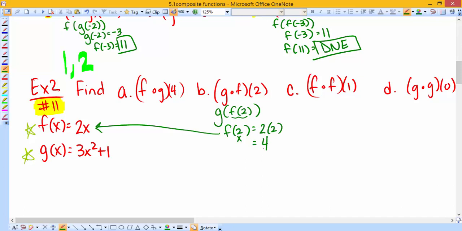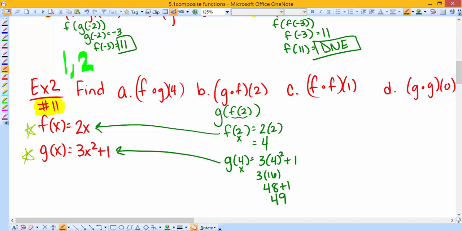Now, f of 2 equals 4. So where I go back here, and where I see f of 2, I put a 4. So g of 4 tells me I'm going to use the g of x equation, and where I see x, I put 4. 3 times 4 squared plus 1. 4 squared is 16, sorry. 3 times 16 is 48 plus 1 is 49. That is your answer. The 4 is part of the process in getting your answer, part of the work. But the 49 is your final answer.